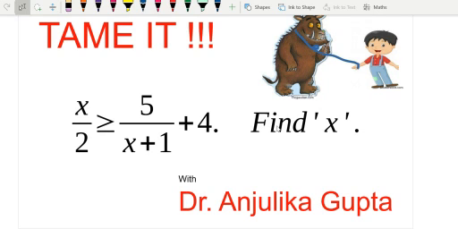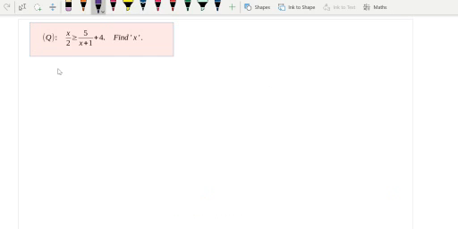Hello friends, let's start solving this inequation. Before we get started, give it a try. Just see how you would like to try this. Let's try to simplify the right hand side. So what do I get? I get x plus 1.